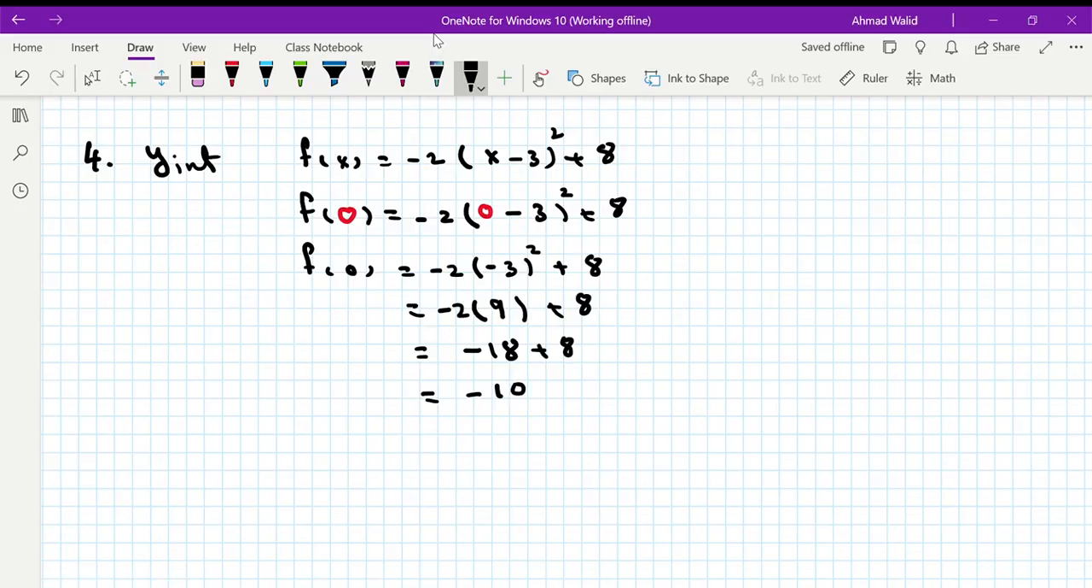Then where is the y-intercept? The y-intercept is, how much is x? X is 0 because you plug in 0, and y is what? Negative 10.